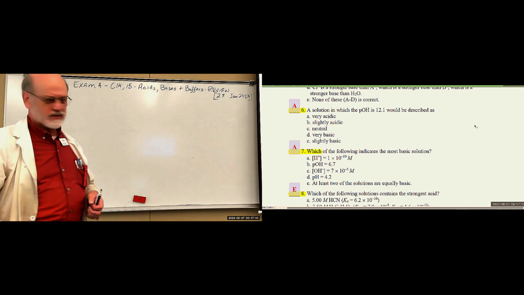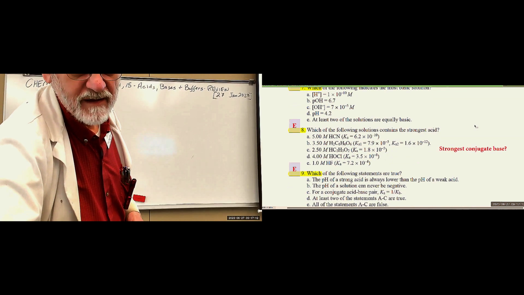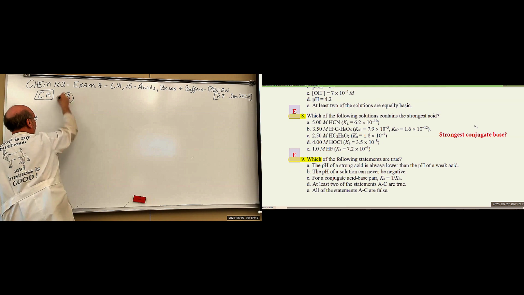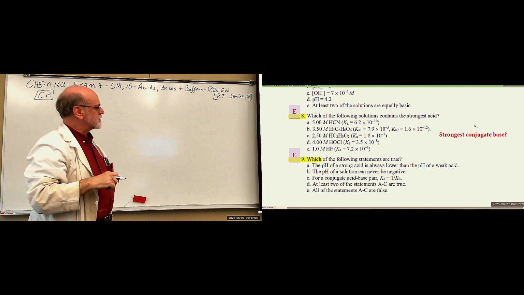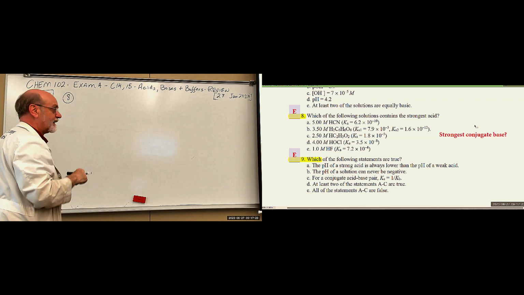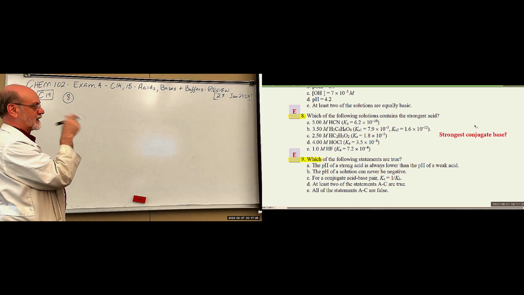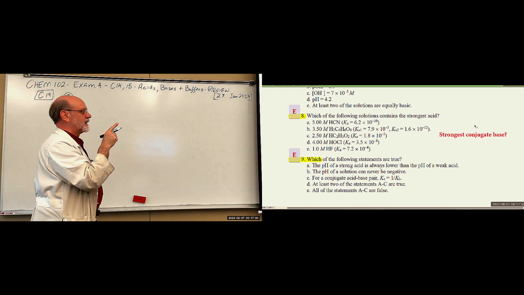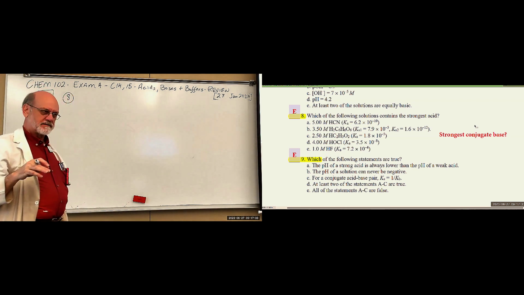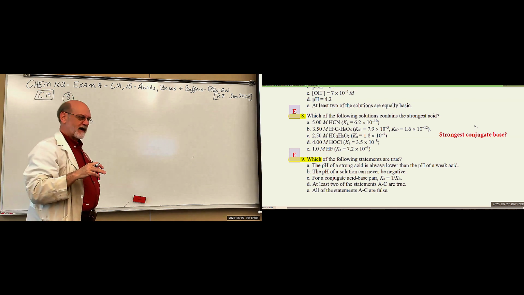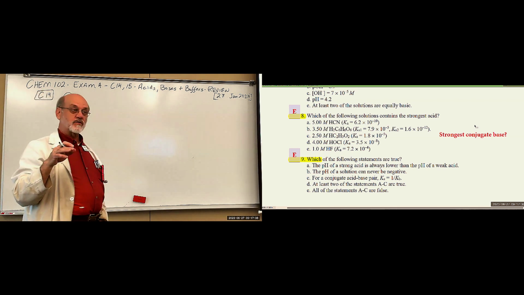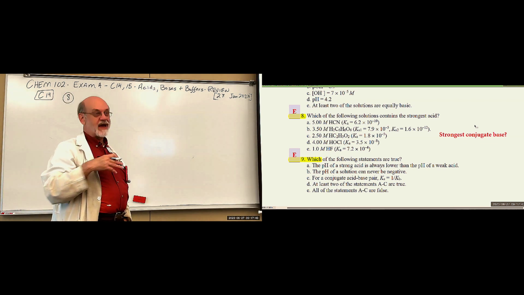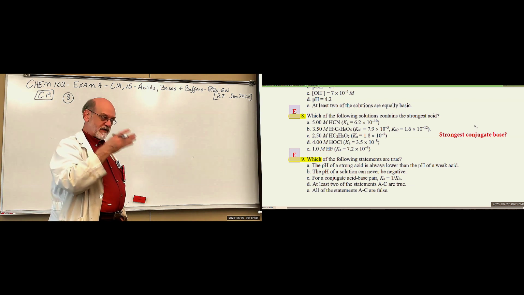Let's see, scroll to number 8. And maybe we can get 9 in there too. Yep. Which of the following solutions contains the strongest acid? Okay. You can tell, well, it depends on what that means, right? Strongest acid, right? The temptation is to interpret it as which one has the lowest pH. But in chemical terms, the strongest acid doesn't matter what the pH is. We're talking about the molecule itself.